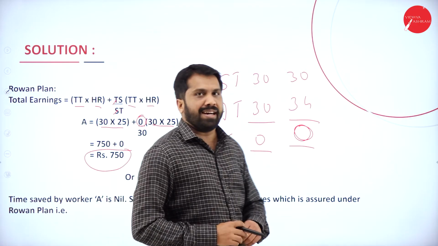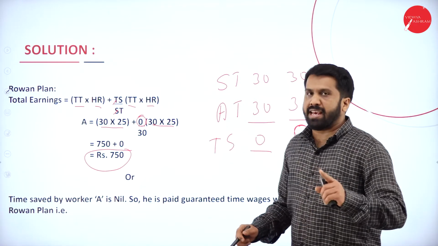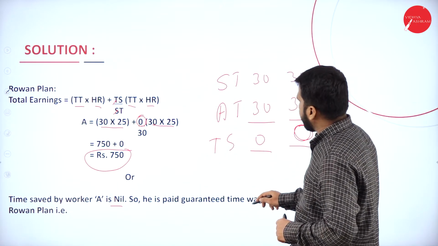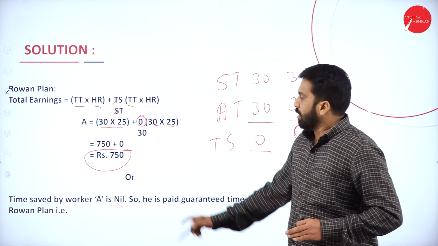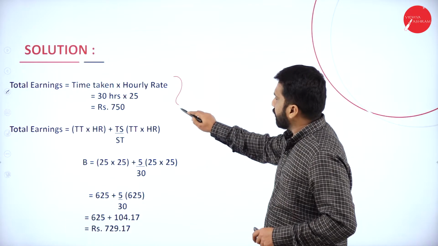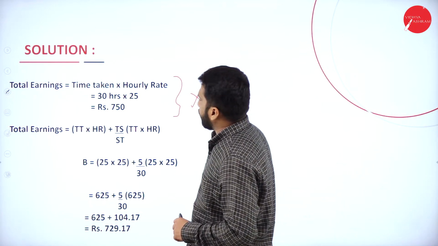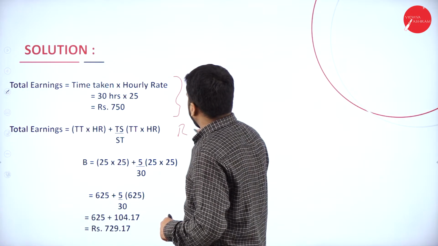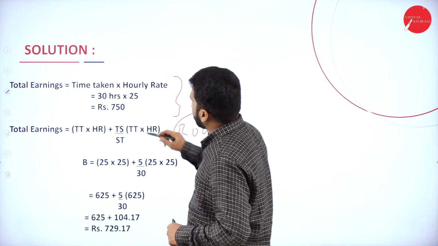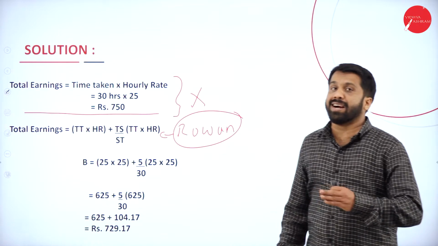We'll go for the adjustment. In this, time saved by worker A is nil. So he is paid guaranteed time. Again, I told you, you can go for this, or else you have one more option also. That option is not required. Leave that. Now, what is the total earning under Rowan plan? Whatever we are doing now is Rowan plan. This is all about your option or alternative.